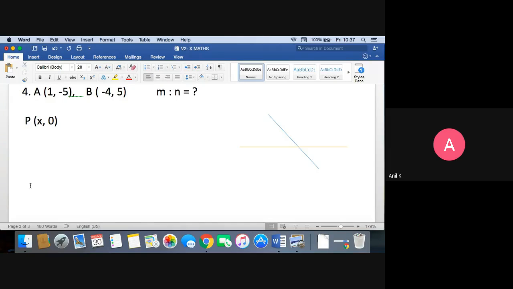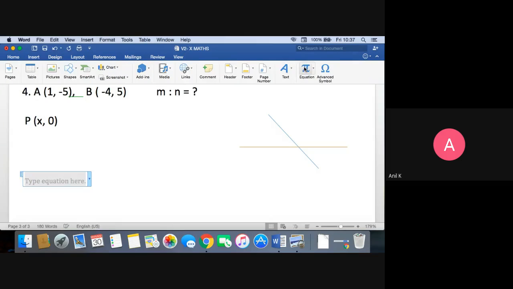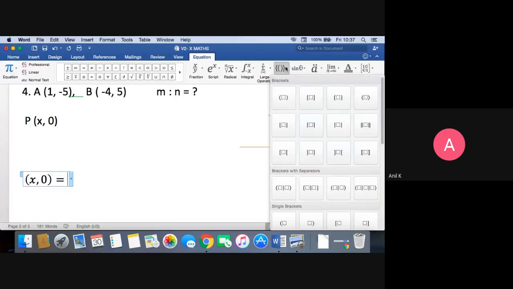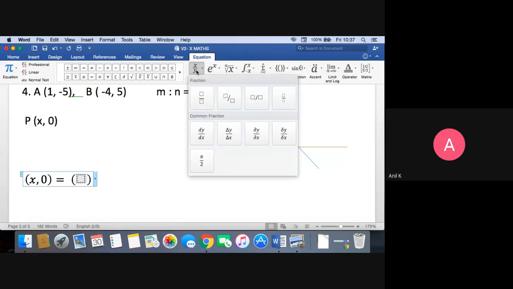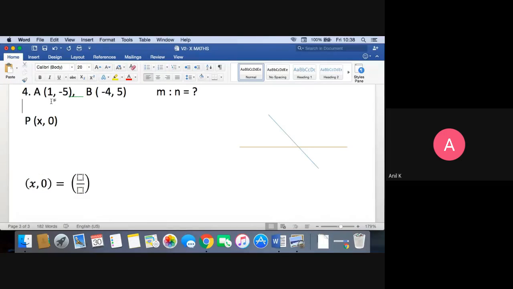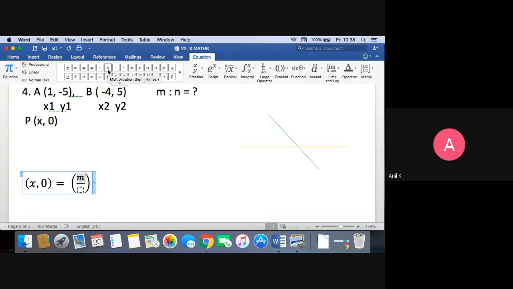Okay, so let me take the section formula and substitute. x comma 0 is equal to, I am taking the section formula and substituting it directly: mx2 plus nx1, my2 plus ny1. Here x1, y1, x2, y2. So let me put m into x2, and the x2 value is minus 4.